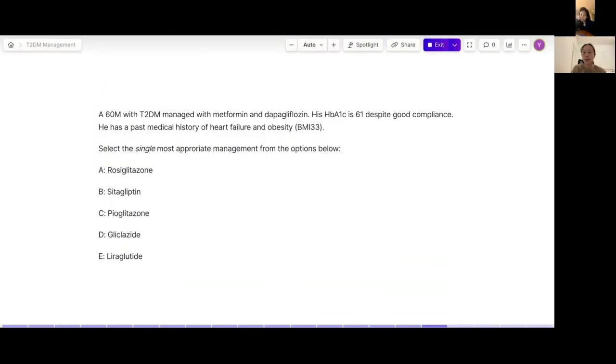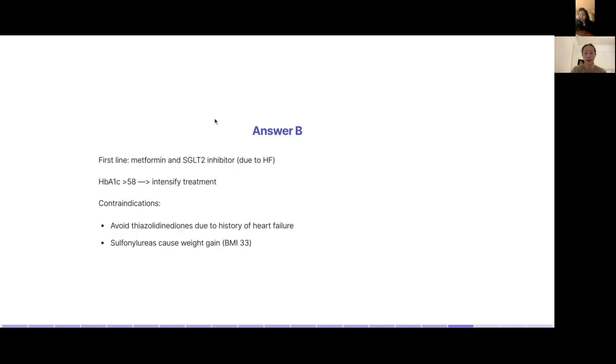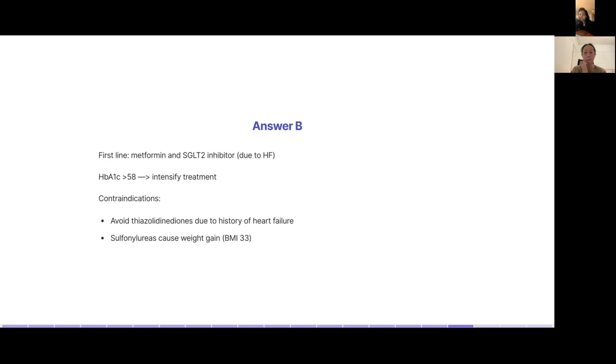So you've got a 60-year-old with type 2 diabetes managed with metformin and dapagliflozin. So he's on 2 drugs already, but this is actually the first line treatment because he's got a past medical history of heart failure. His HbA1c is beyond 48, and the target that we want is 61, despite good compliance. What drug do you want to give next? Okay, so the answer is B.